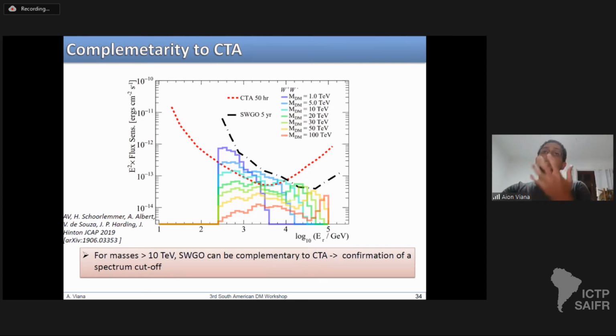In order to detect the nature of this dark matter particle, if we detect it, we expect to be complementary to CTA, for example, confirming a cutoff or a line signal. Here I compare the rate of these different dark matter particle masses with the sensitivity in flux, and you can see that above 10 TeV, SWGO would be detecting the cutoff or the line, whereas CTA would be able to detect the continuum. So we could confirm each other's detection of a dark matter particle mass.